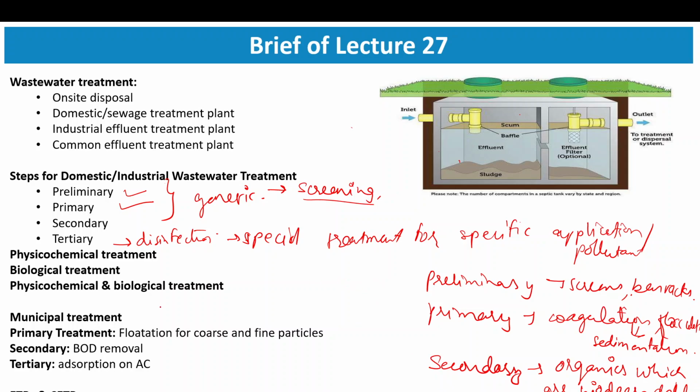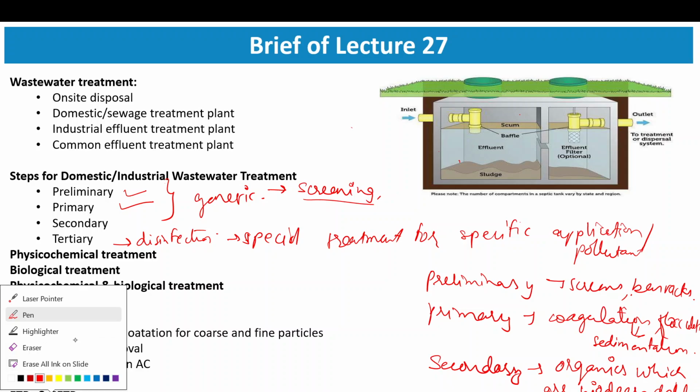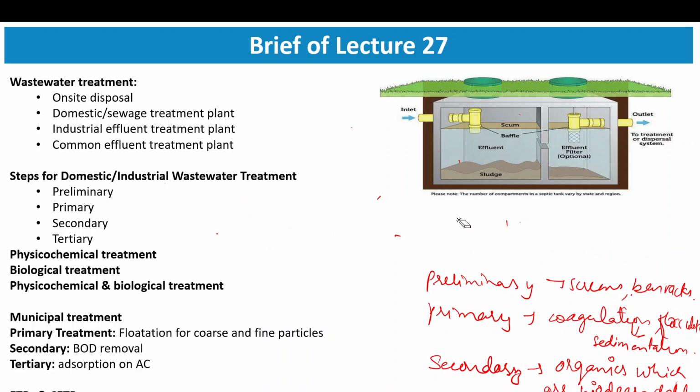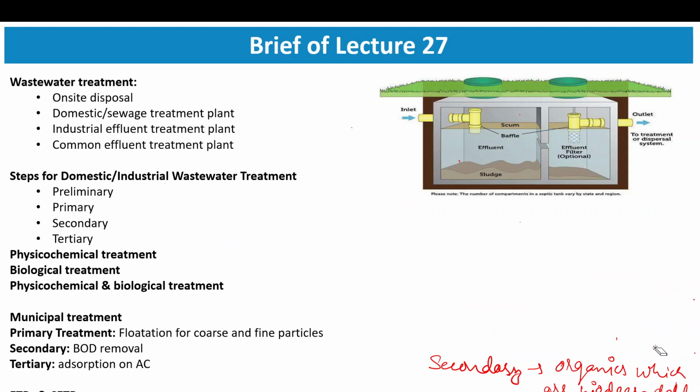Next is tertiary treatment, which is any specific process we apply for our purpose. These tertiary treatments could be adsorption, advanced oxidation processes, photocatalytic degradation, and the Fenton process. I'm just giving you the names right now, but in later classes we will discuss each of these processes one by one.